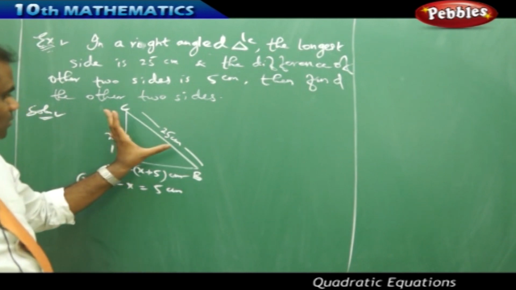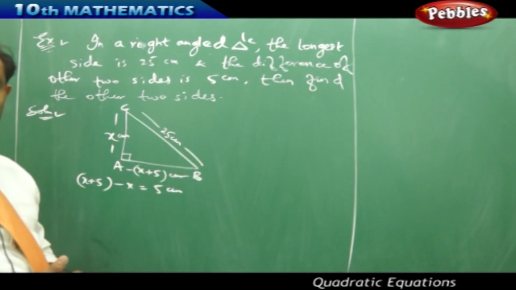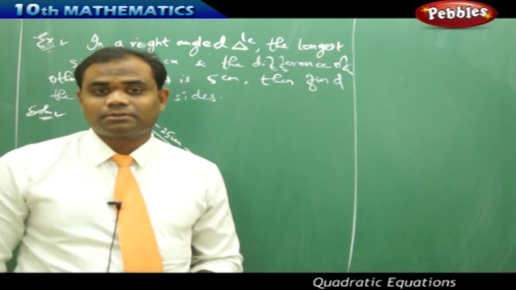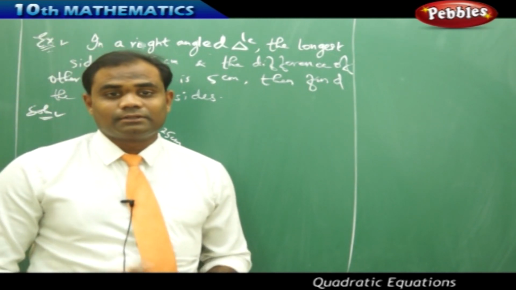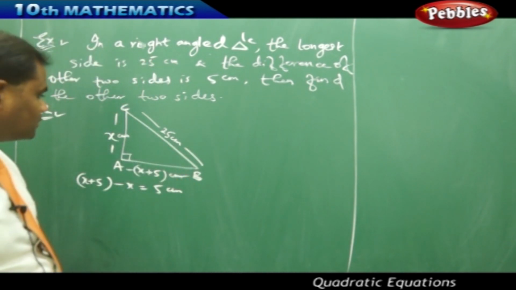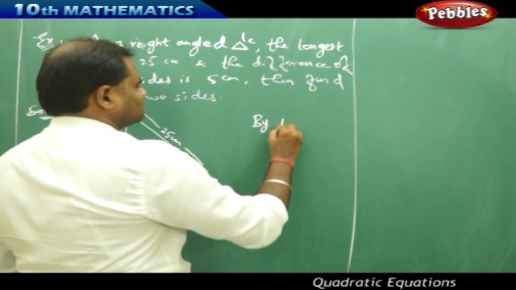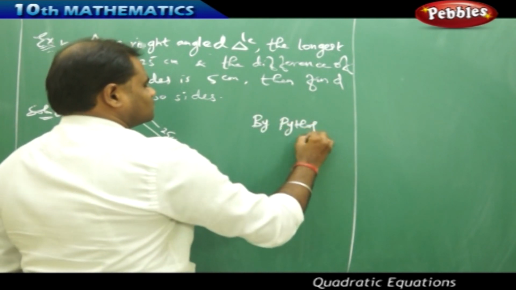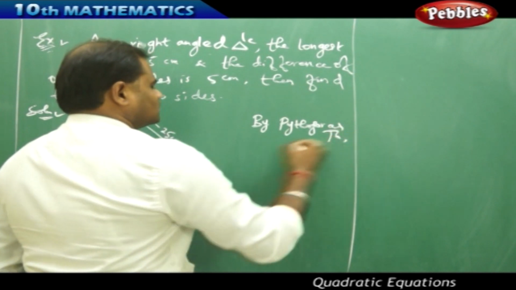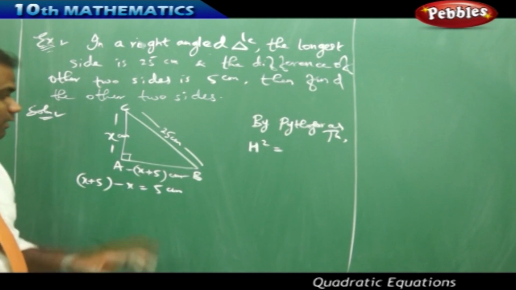Now with the dimensions 25, x and x plus 5, then I clearly use the Pythagoras theorem, the most important theorem connecting the right angled triangle with the respective sides. Therefore, we know that by Pythagoras theorem, hypotenuse square is the sum of squares of other two sides.